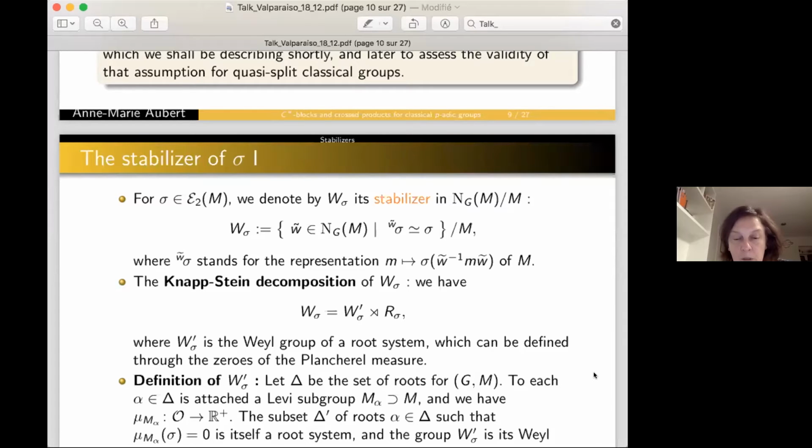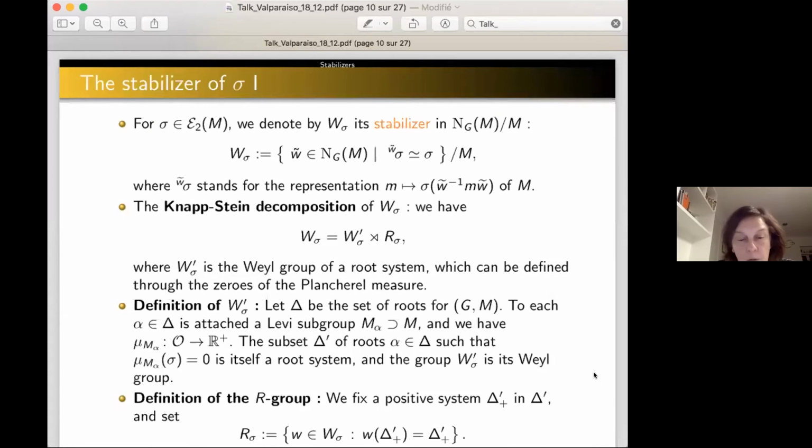It admits a decomposition, W prime sigma semi-direct product with R sigma, where W prime sigma is the Weyl group of a root system. So this one is a finite Weyl group. And this root system can be defined via the Plancherel measure. So just recall the definition. Let's denote by delta the set of roots for G, M. To each element in delta is attached a Levi subgroup M alpha, which contains M, and we have the Plancherel measure mu alpha for that group. We can consider delta prime, the subset of roots such that mu alpha of sigma is 0. It can be checked that it is a root system, and the group W prime sigma is, by definition, the Weyl group of this root system.